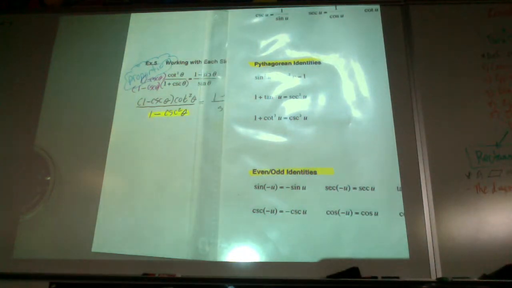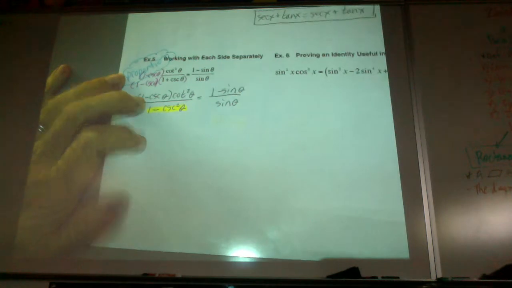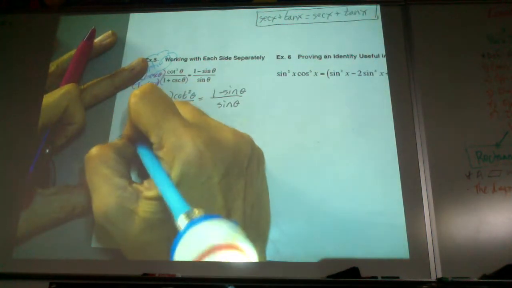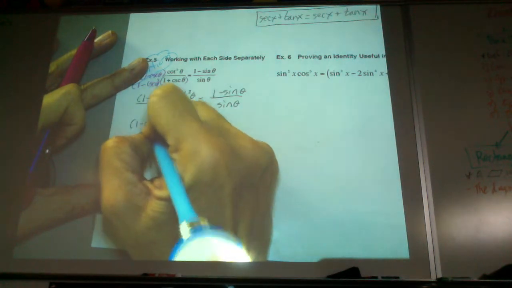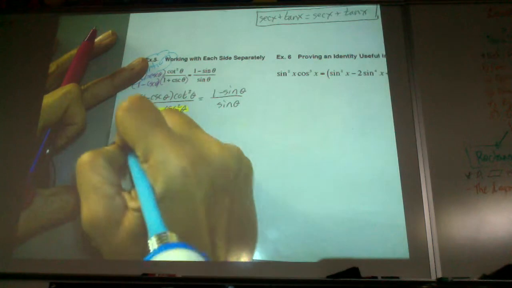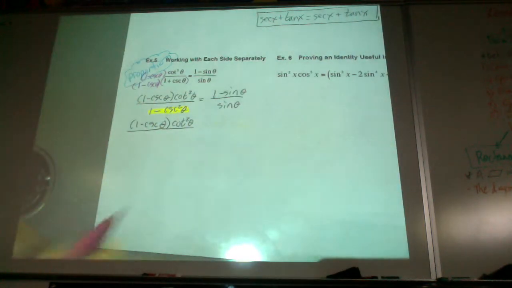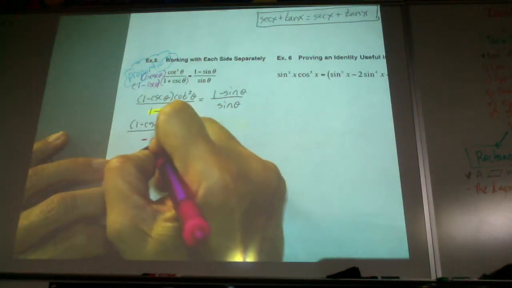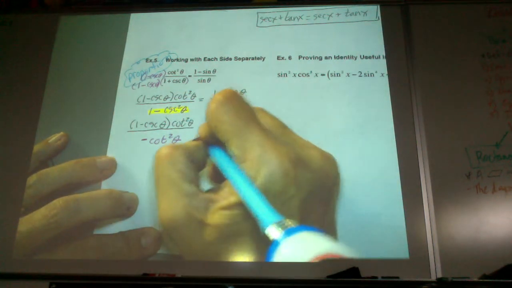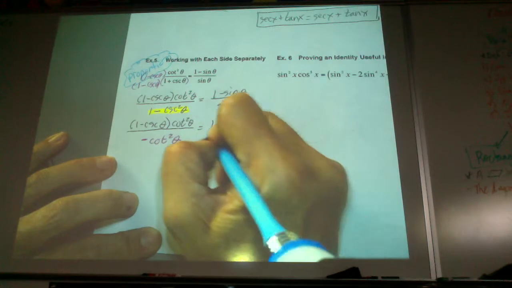And let's just see if it does us any good. So that gets all replaced. Again, I'm not going to multiply this out. 1 minus cosecant of theta times cotangent. Oh, I have a cotangent up there, right? And I'm replacing this with negative cotangent squared theta equals 1 minus sine of theta over sine of theta.